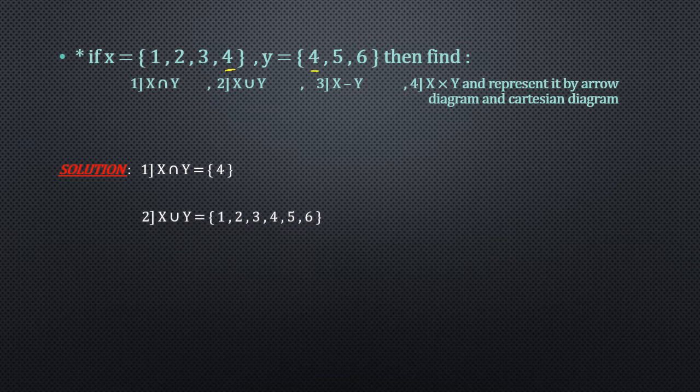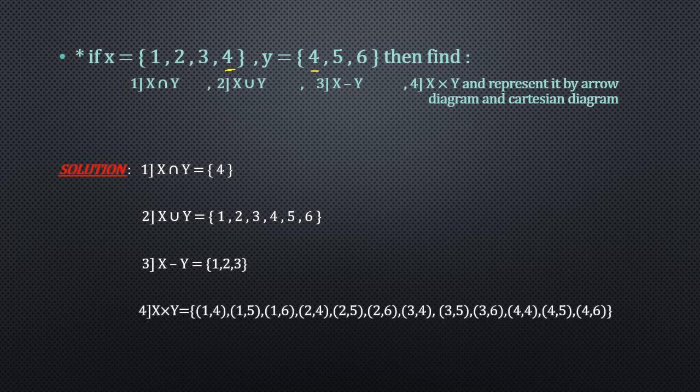And to get x union y, we put all the elements of x and y in one set. So the set will be {1, 2, 3, 4, 5, 6}. Okay, x difference y: we take the elements in x and not in the set y. The elements found in the set x and not found in the set y are 1, 2, and 3.